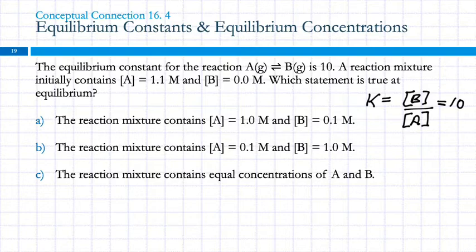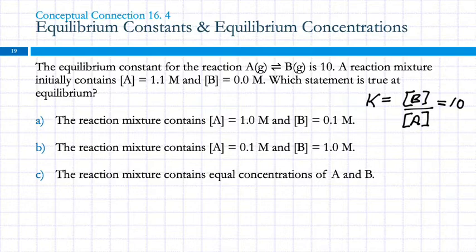So which is the answer? B? In A, we've got a large amount of reactant and very little product. Here we have little reactant left and a large amount of product, and if you actually do the math, 1 divided by 0.1 is 10. And then C, the reaction mixture contains equal concentrations of A and B. Well, that's not true. If we wanted equal concentrations of A and B, and this was our reaction, what would the equilibrium constant have to be? It'd have to be 1.